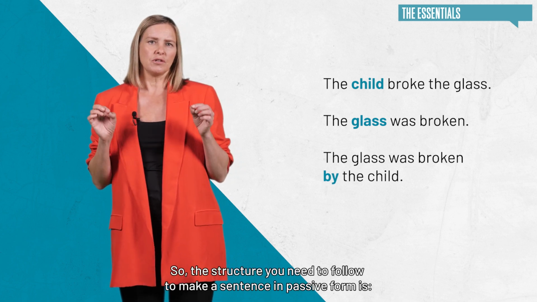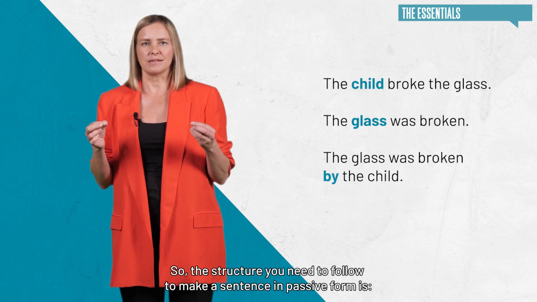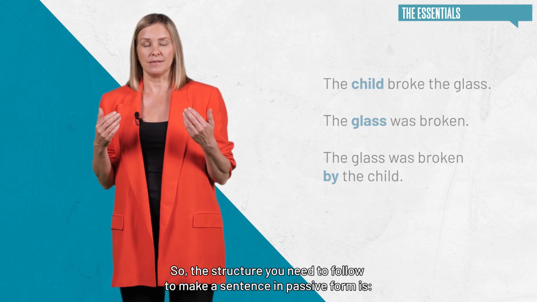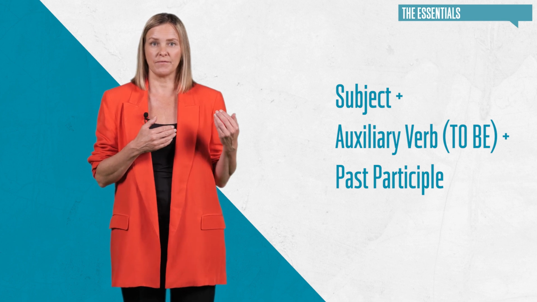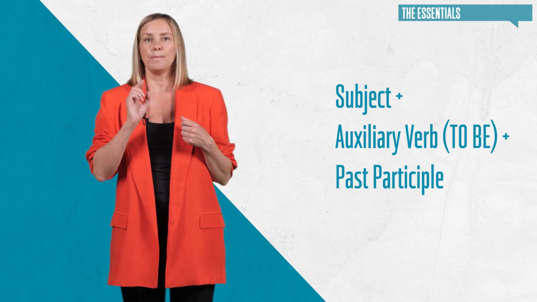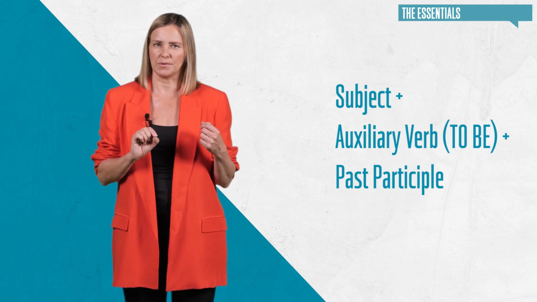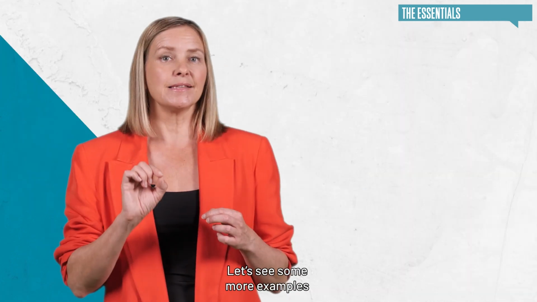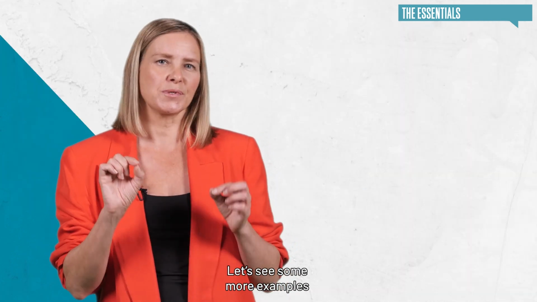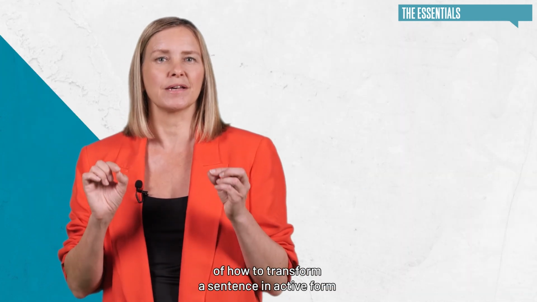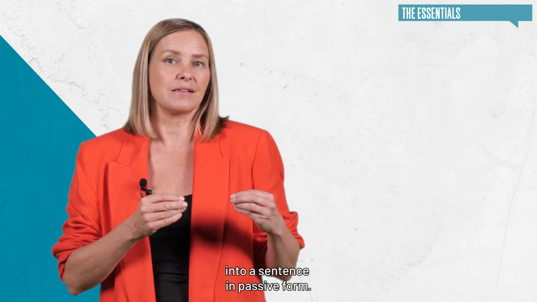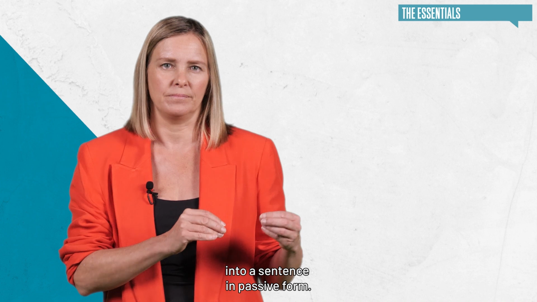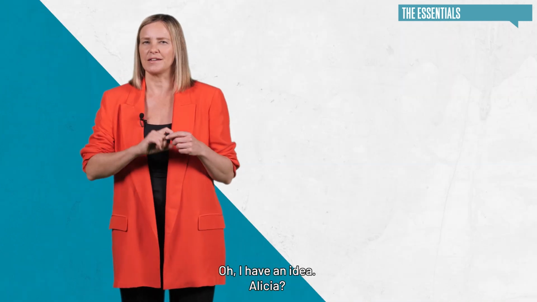So, the structure you need to follow to make a sentence in passive form is subject plus auxiliary verb, to be, plus past participle. Let's see some more examples of how to transform a sentence in active form into a sentence in passive form. Oh, I have an idea.